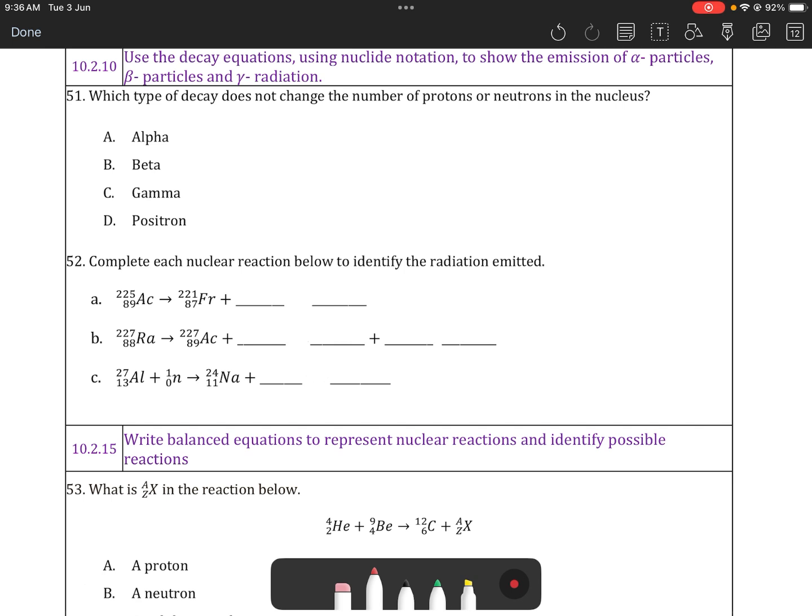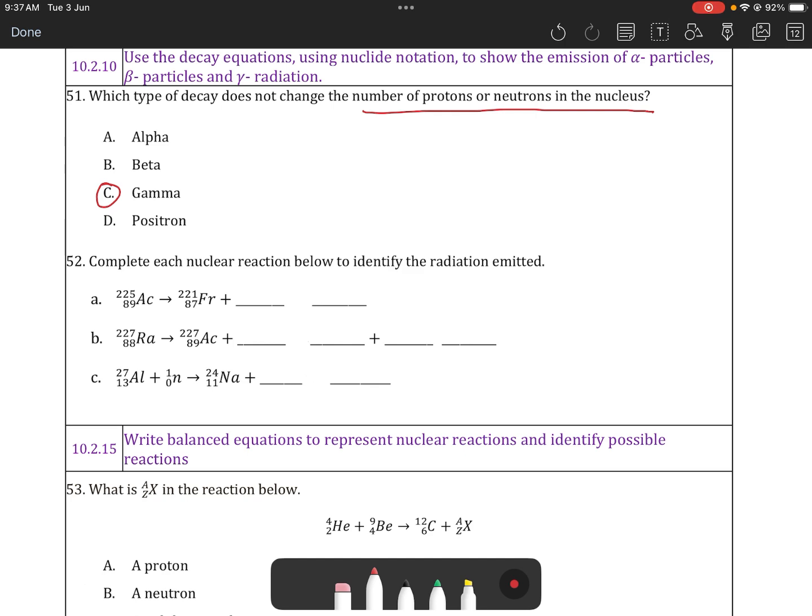Let's look at the next question. Which decay does not change the number of protons or neutrons? Nothing, which is gamma, the electromagnetic ray. Now, next question.